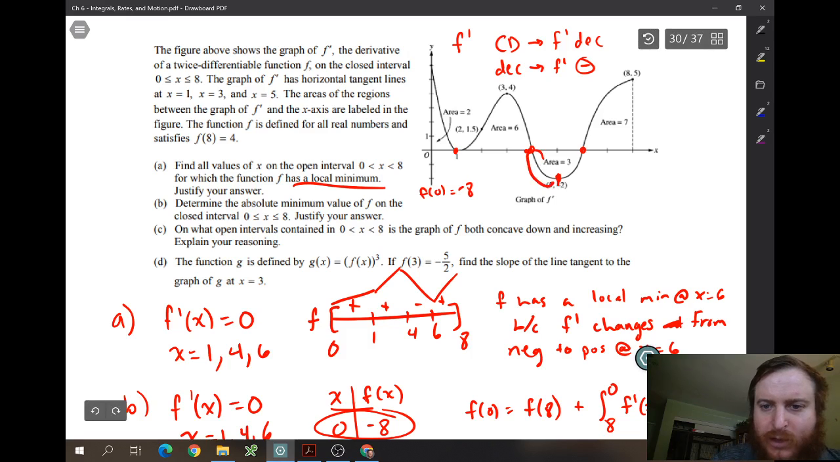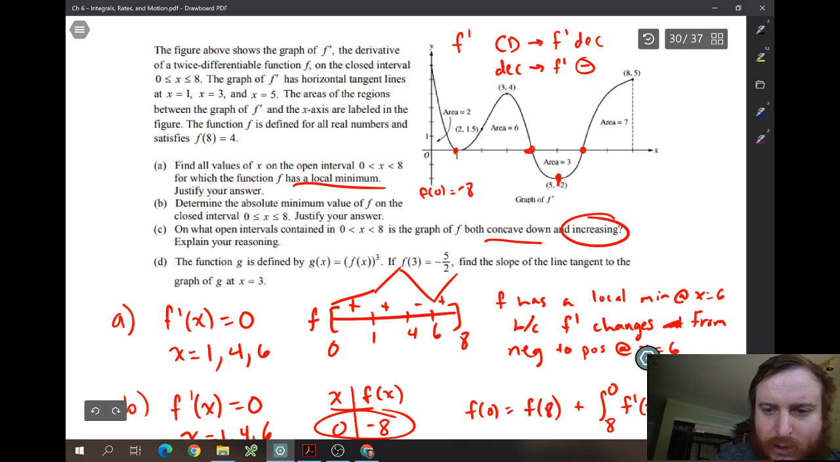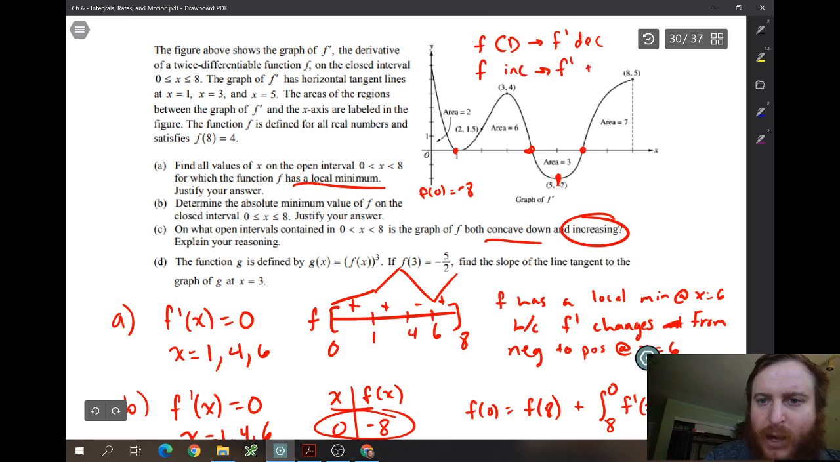That's only, oh wait, no, sorry, that's concave up. Oh, sorry, I totally messed this up. I just can't read. On what open intervals is the graph concave down and increasing? So increasing, that's totally my fault. Basically f being concave down is when f prime is decreasing. And then f being increasing will be when f prime is positive, when it's above the axis. I don't know what the heck I was doing.